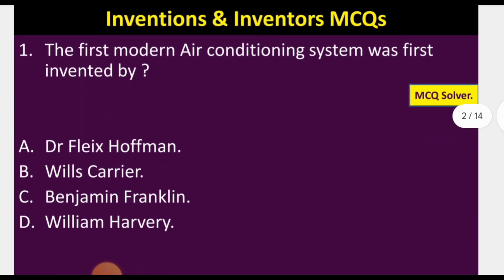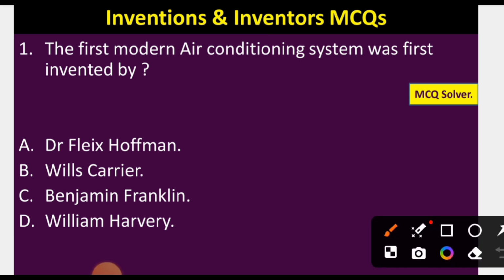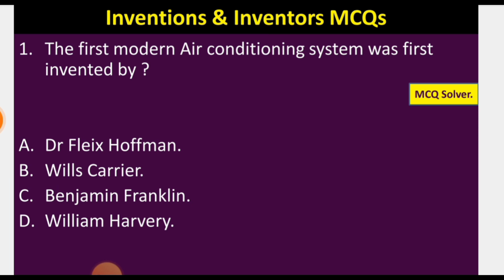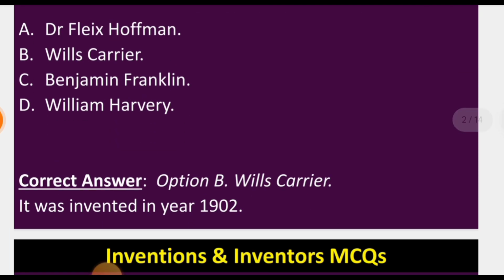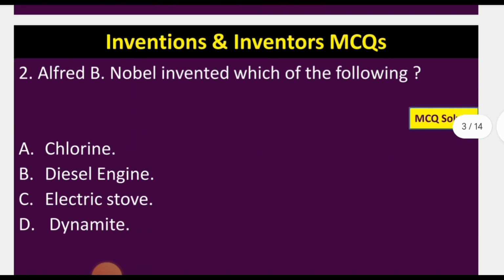Now let's come to question number 1. The first modern air conditioning system was first invented by. Correct option is option B, that is Wills Carrier. So Wills Carrier was the person who first invented the modern air conditioning system, and it was invented in the year 1902.